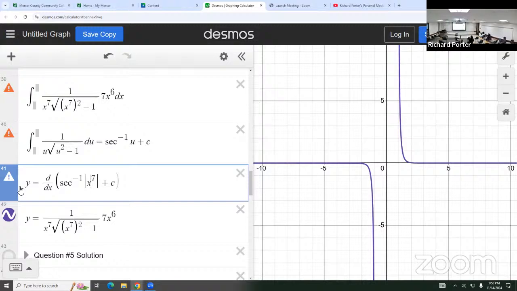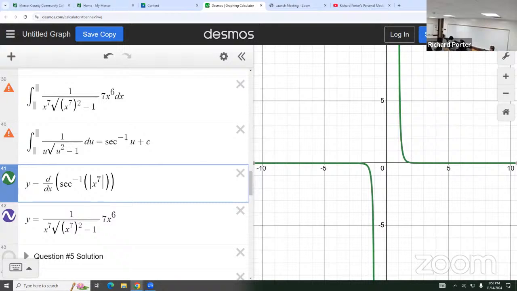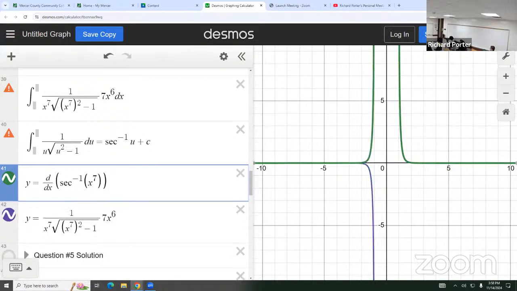Okay, now Desmos should graph that. Why aren't you graphing it? Use parentheses on the argument of secant. Oh, I'm sorry. Okay, so do you see how the green is the same as the purple? So I know that this is the answer to that. Now, if I don't have the absolute value in there, it's not the same answer. Does everyone see that? See how it's not the same answer? It has a different thing going on.